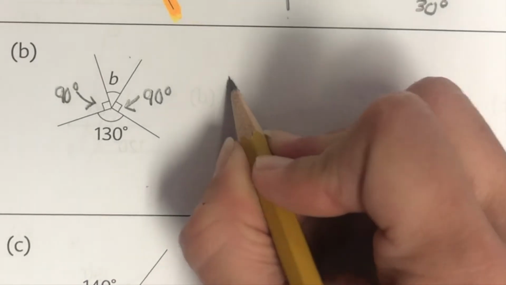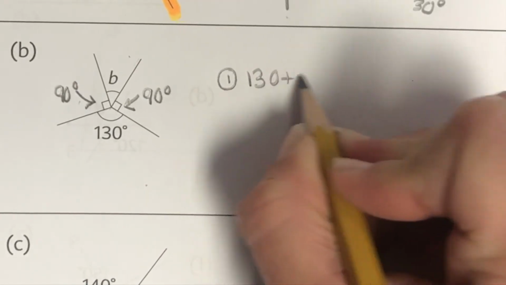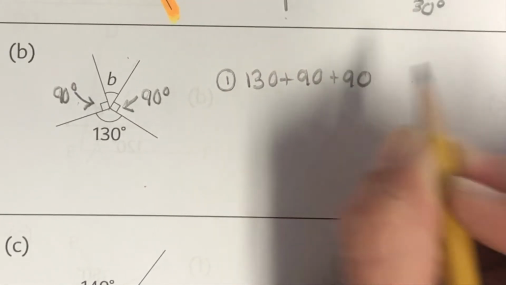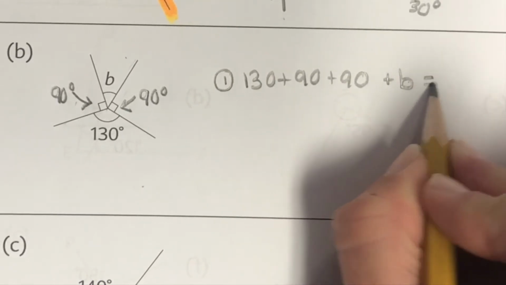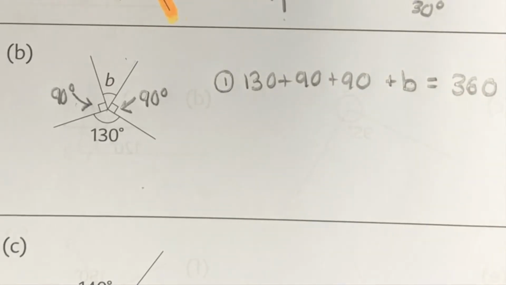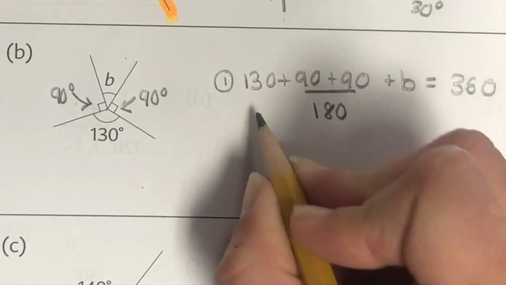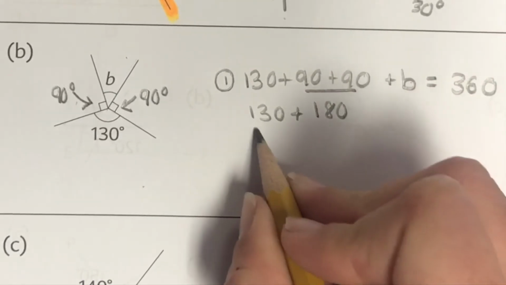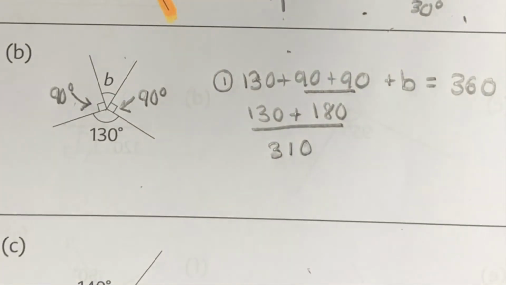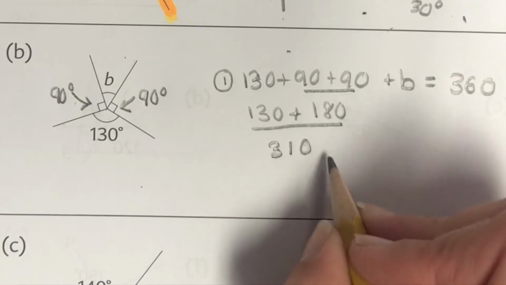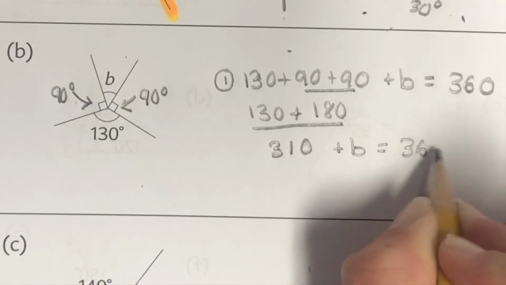Now I can solve by adding together the angles that I know. I'm going to do 130 plus 90 plus 90, because I know that all of those plus B, which I don't yet know, are going to equal 360 degrees. So let's add those together. I know that 90 and 90 is 180, so I'm going to then add 130 and 180, which equals 310. Now we know that 310 plus that unknown angle B is going to equal 360.